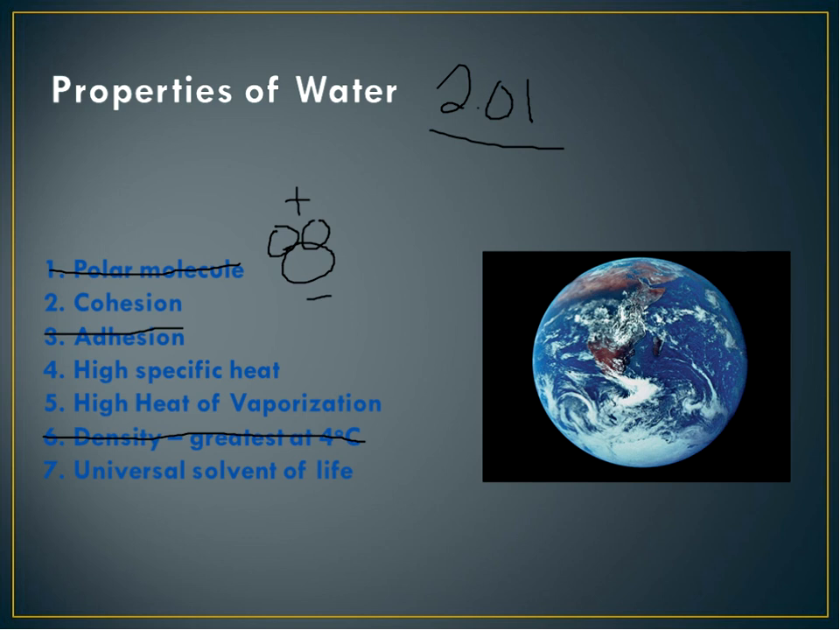Which one remaining means that water can break down different substances like salt or sugar? When water breaks down different things like salt or sugar, yep, that means it's a universal solvent. Water can definitely dissolve many different chemicals or compounds for sure.